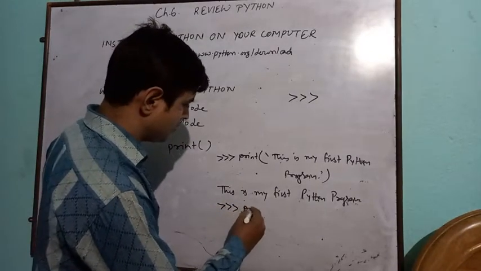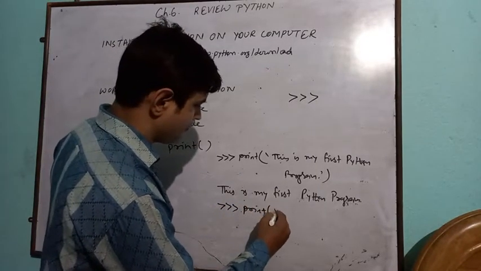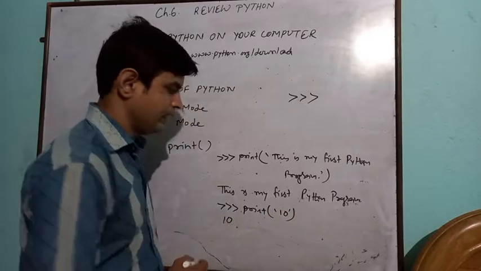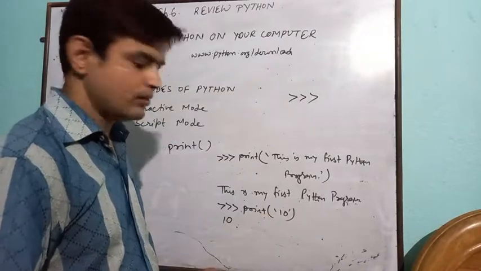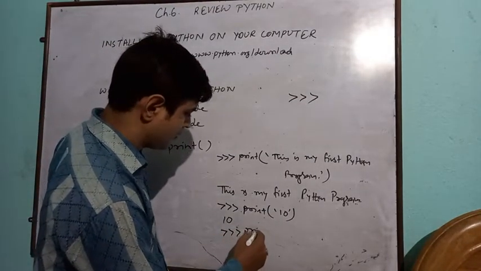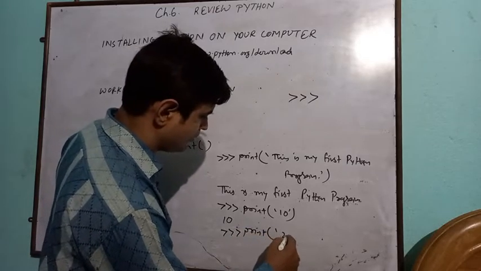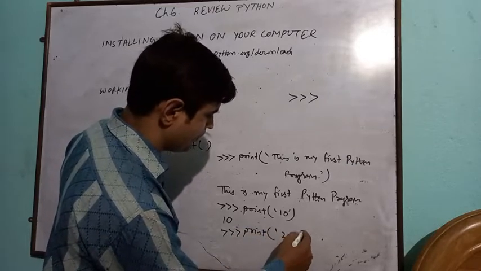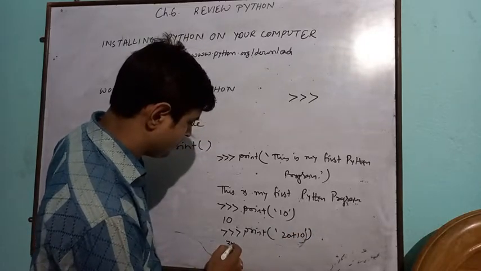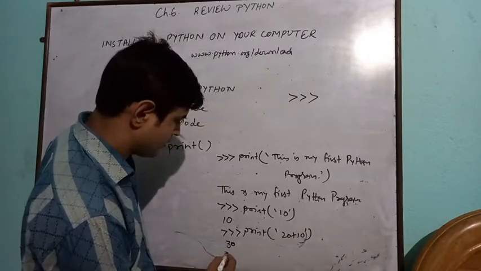Now say print 10. It will print 10 without single quotation marks. The next, print 20 plus 10. It will display the output like this.